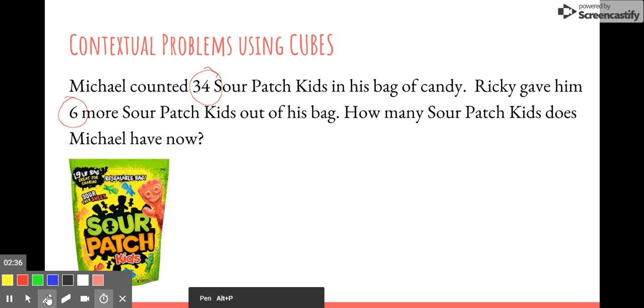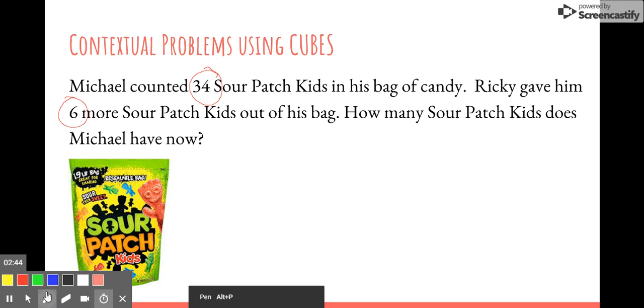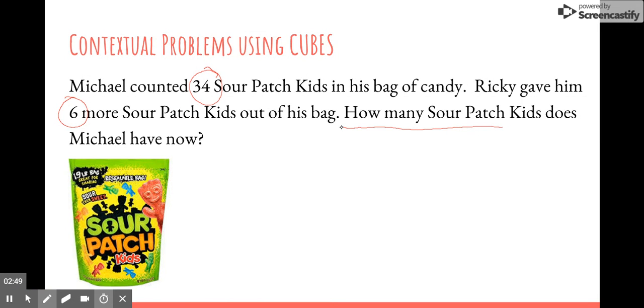And then I'm going to underline the question. How many Sour Patch Kids does Michael have now? And now I'm going to box in keywords for B. These keywords help me determine, am I doing addition or subtraction? So I see words like gave and I see words like more. So that tells me that this is going to be addition.